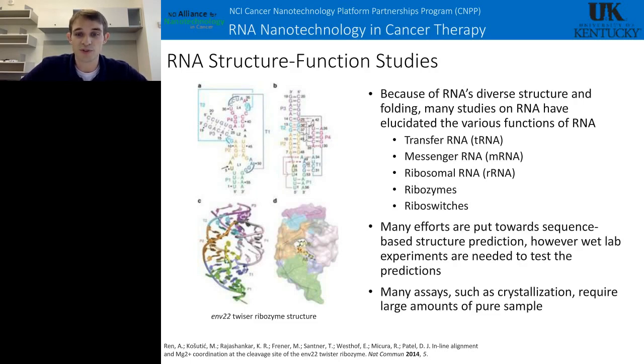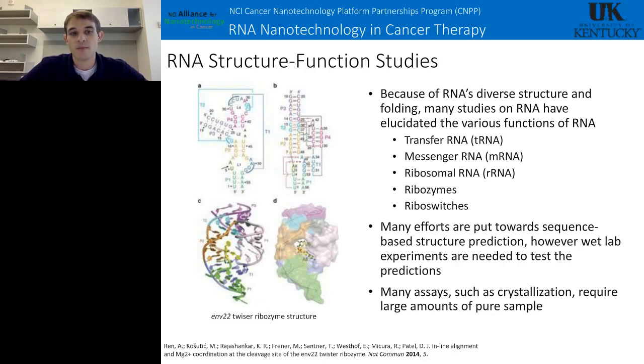And then riboswitches are another one. These can be part of an mRNA sequence, and they're regulatory RNAs, so a small molecule will bind to these riboswitches and it can cause it to enhance the production of protein from a certain mRNA, or it can cause it to downregulate the production of protein from a certain mRNA. Because of these various functions and the huge diversity in RNA structure and function, many efforts are being put towards sequence-based structure prediction.